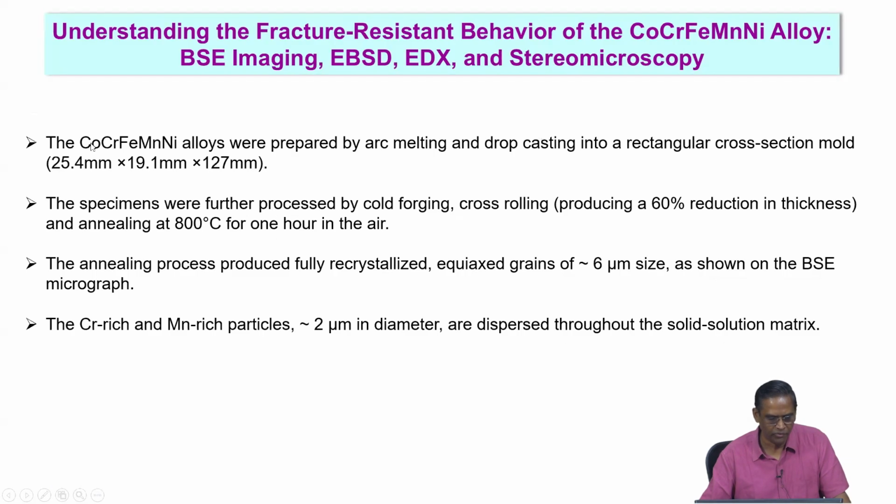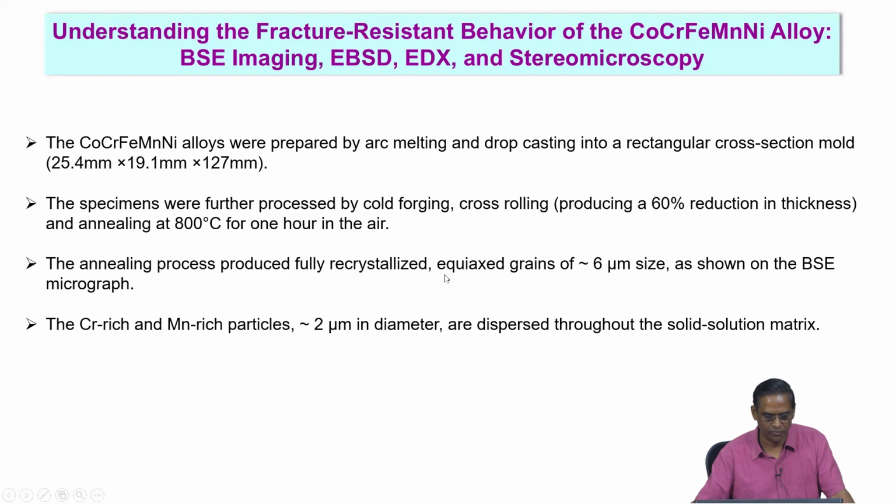Of course, there's some information about this alloy preparation. This cobalt, chromium, iron, manganese, nickel alloy was prepared by arc melting and drop casting into a rectangular cross section mold of this dimension. The specimens were further processed by cold forging and cross rolling, producing a 60% reduction in thickness, and annealing at 800 degrees for 1 hour in air.